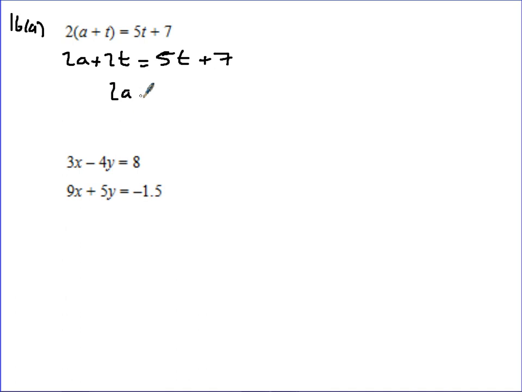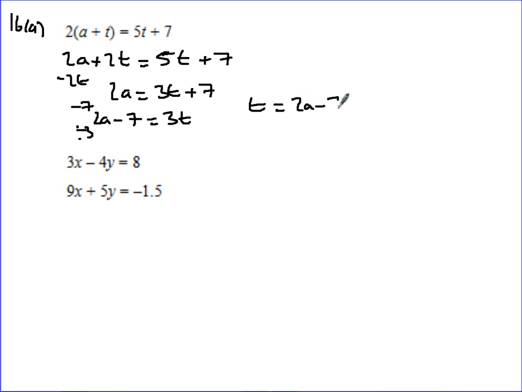So I then get 2a, take away 2t on both sides there, will give us 3t plus 7. Take your 7 over, so we'll then get 2a minus 7 equals 3t. Then divide through by 3, we'll then get t is equal to 2a minus 7 all divided by 3.